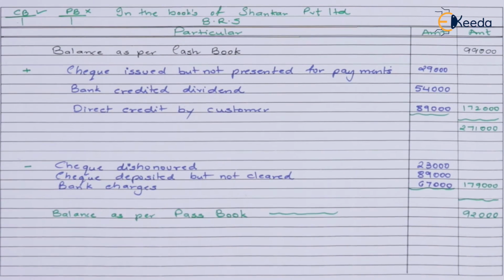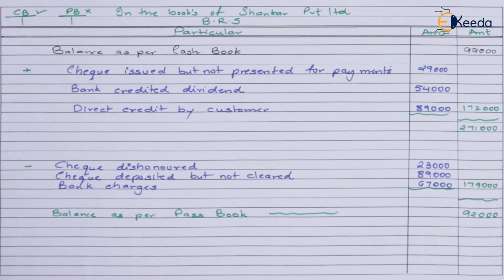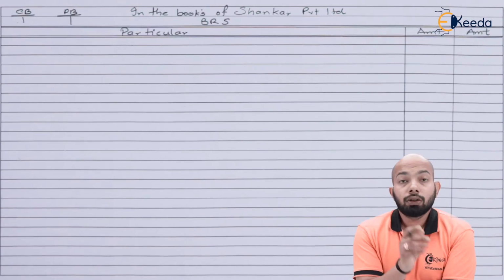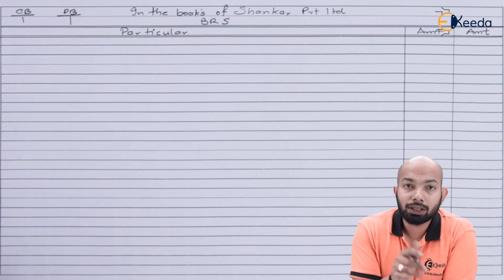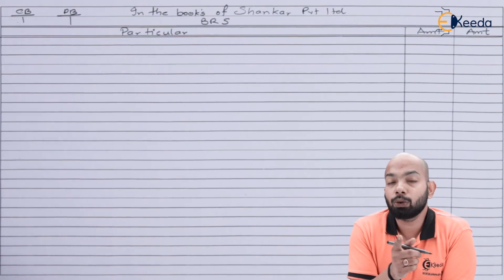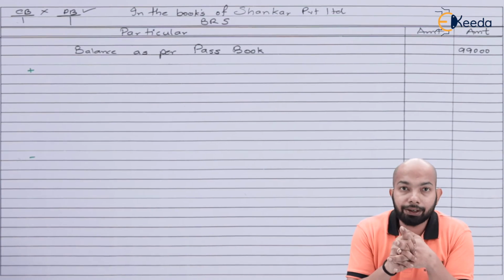Now the next scenario that you have to do is, instead of the opening balance as per cash book being 99,000, let's put it as the opening balance as per passbook being 99,000 and figure out what we have there. So now we'll mention that the opening balance as per passbook is 99,000. That means the cash book will be incorrect and the passbook will be correct. Now let's go on with a similar illustration.